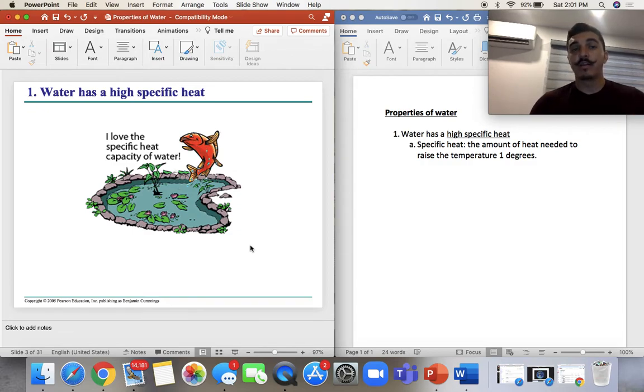The opposite, a low specific heat, is something that heats up really quickly. For example, aluminum. If you go outside and touch the water, it can be pretty cool, and then you touch your car, the aluminum, and it's really hot. And that's because of specific heat. One of them needs more heat, the other one needs less heat to change 1 degree.